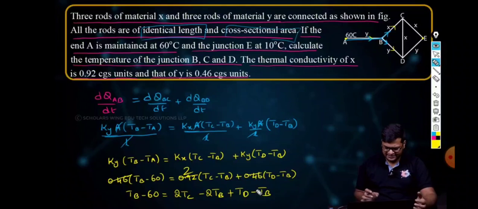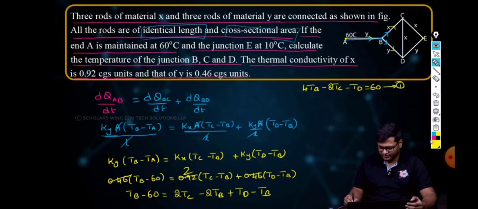Let me send the TB, TC, TD terms to one side and the numerical on the other side. So I'll have minus TB minus 2TB, minus 3TB, this side. So 4TB minus 2TC minus TD is equal to 60. Let this be equation 1.